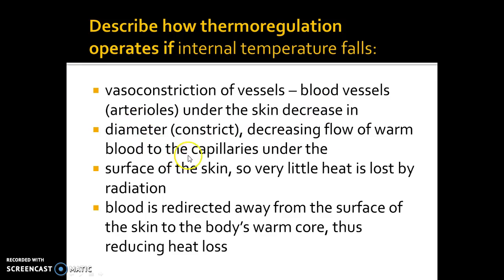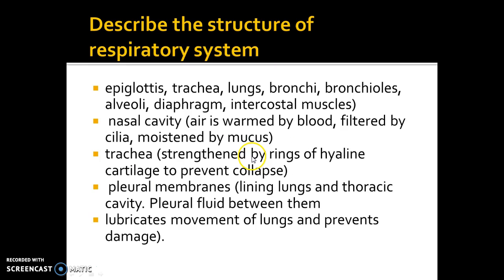Decrease in flow of warm blood to the capillaries under the surface of the skin. So very little heat is lost by radiation, and blood is redirected away from the surface of the skin to the body's warm core, thus reducing heat loss. So have a go at that. Ultimately, what do I expect from you? Could you talk about vasoconstriction of arterioles under the skin? Exactly the same as what we just talked about, but the opposite. Decrease in flow of warm blood to the capillaries under the surface of the skin. Your job is to have a look at that and see if you can answer it. Going on then.